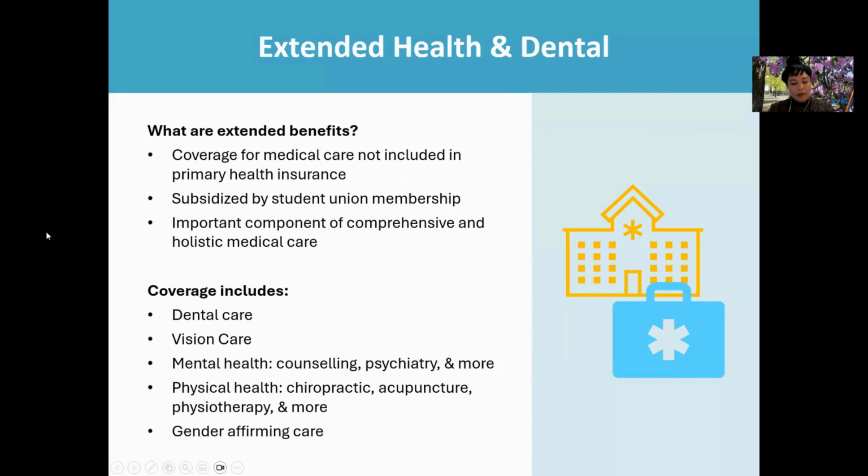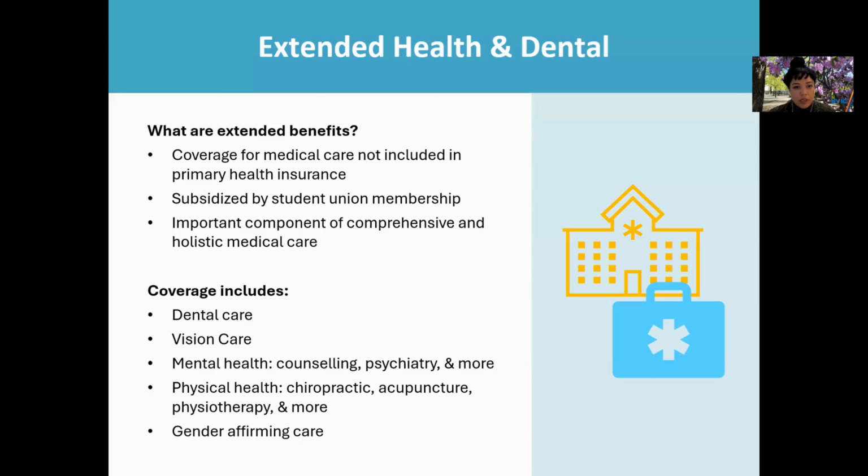So that gives a bit of a summary of the primary health insurance that is going to allow you, again, to access general medical services in British Columbia. But it's also important for us to discuss the other piece of your health insurance plan, which is your extended health and dental. So you might hear the term extended benefits and be wondering what those are. Your extended benefits offer coverage for medical care that is not included in your primary health insurance. It is also a plan that is subsidized by the student union membership.